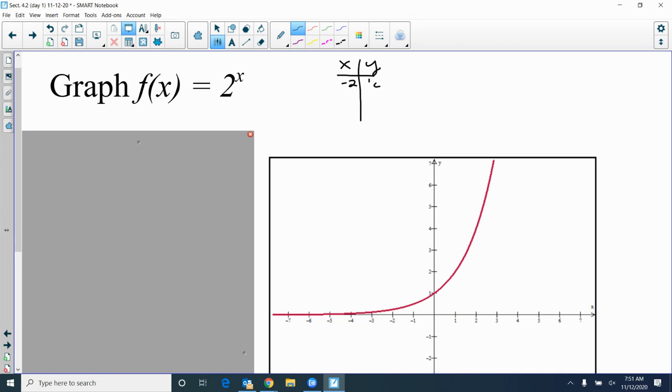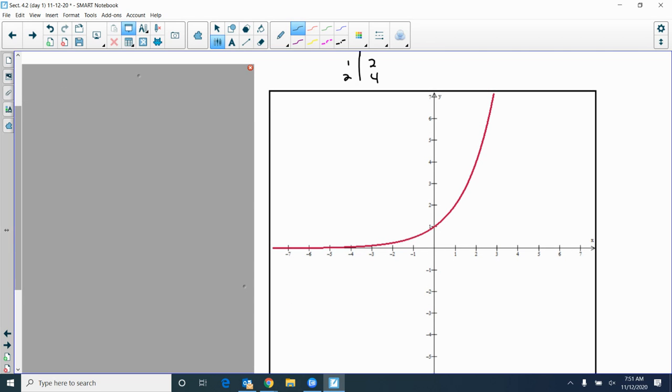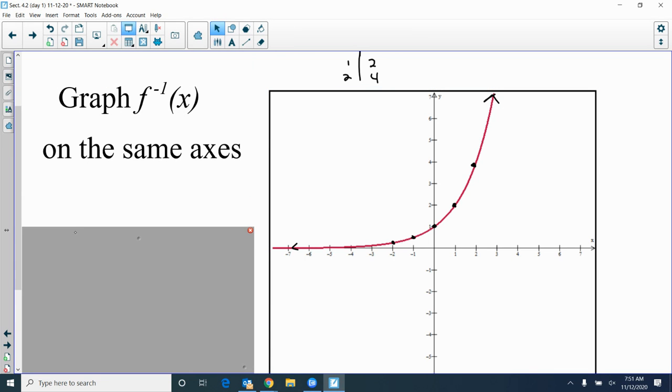Negative 2 is 1/4. Negative 1 is 1/2. 0 is 1. 1 is 2. And 2 is 4. And so we've plotted those. Here's that negative 2, negative 1, 1/2, 0, 1, 1, 2, and 2, 4. And that's going to continue up in both directions. All right, that's an exponential function.